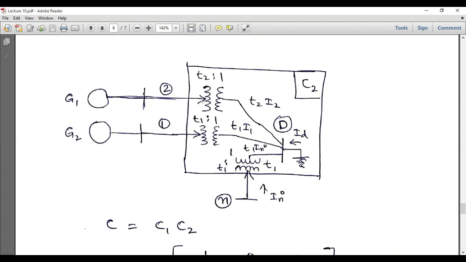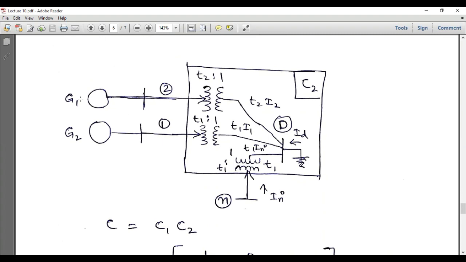So we will have a transformer over here, and the secondary of this transformer will have a current equal to T2 I2. This is the transformer which is connected to the first bus, and T1 is the primary number of turns, 1 is the secondary number of turns, and the secondary current in this case will be equal to primary turns divided by secondary turns multiplied by the primary current.